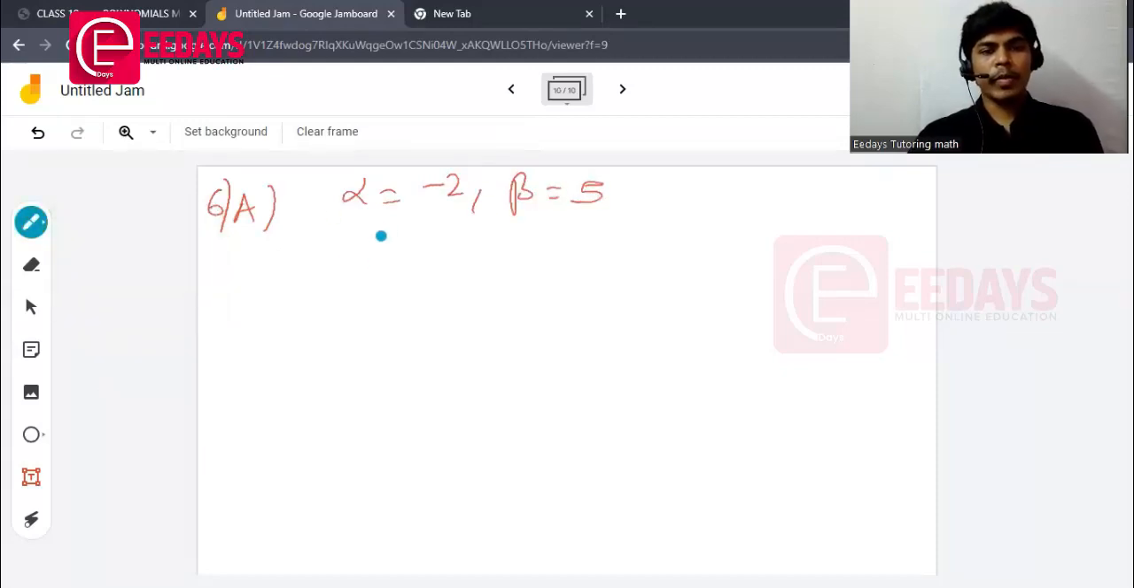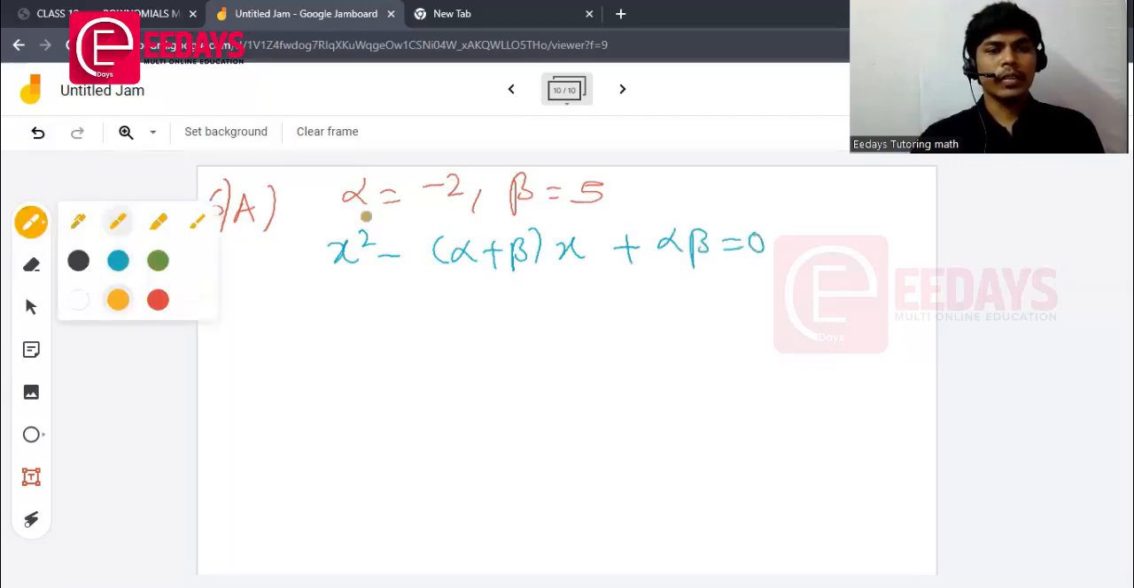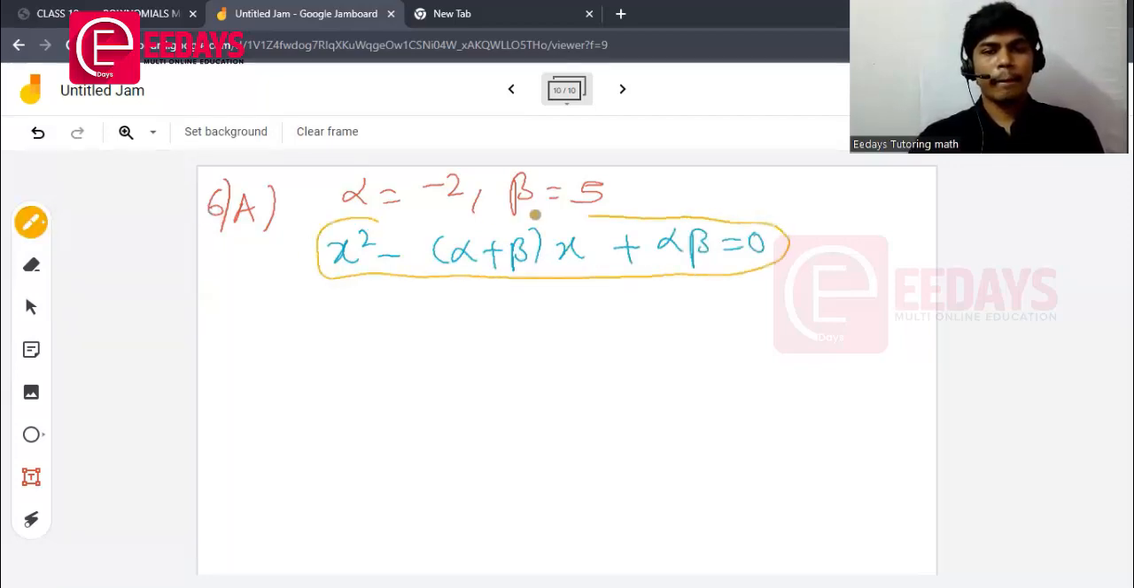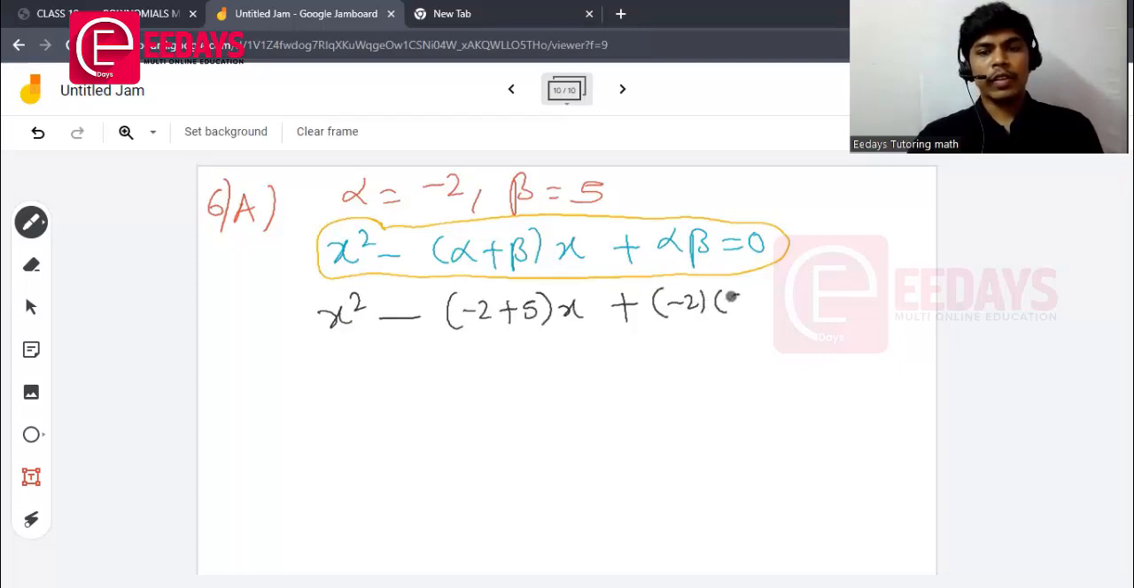If you observe, the same type of model is repeating many times. x square minus (alpha plus beta) into x plus product of zeros is equal to 0. So x square minus (alpha is minus 2 here, beta is 5) into x plus minus 2 into 5 is equal to 0. So we are getting x square minus 3x minus 10 is equal to 0.